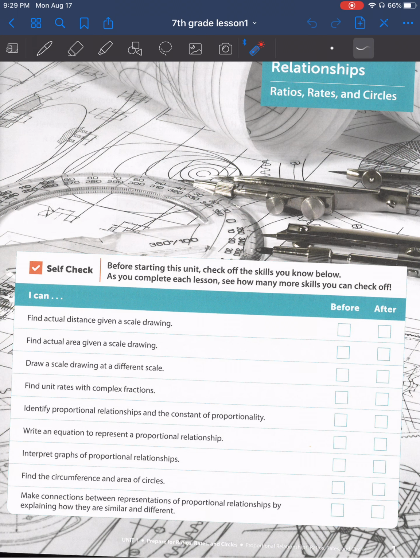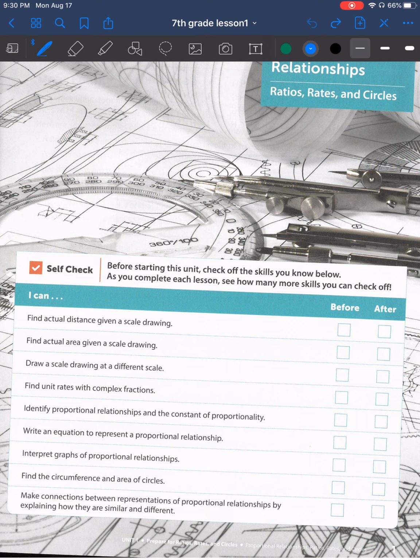So let's say, like right now, I definitely can find actual distance given a scale drawing. So I can say, yep, I can do that before. But let's say I can't find actual area given a scale drawing. So then I'm just going to leave it blank. I'm not going to click this because I haven't learned it yet. So just leave it blank.